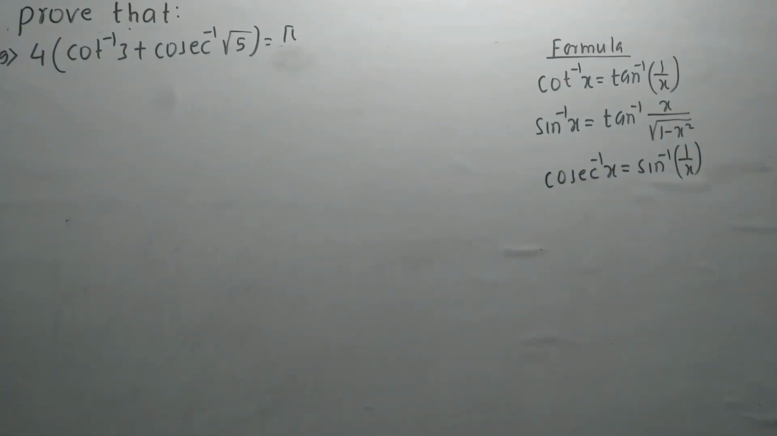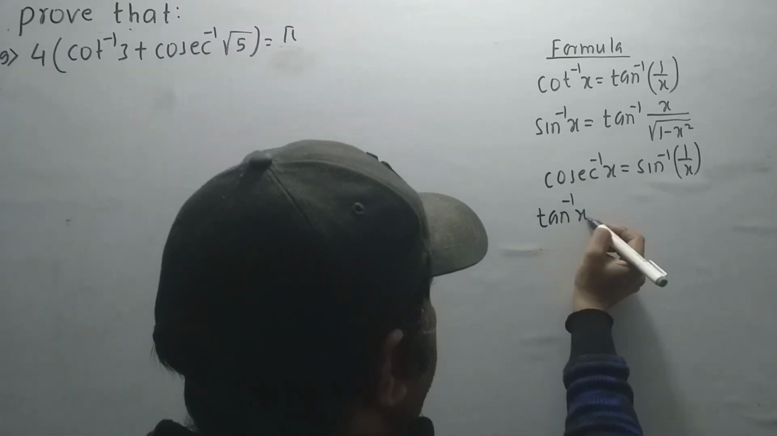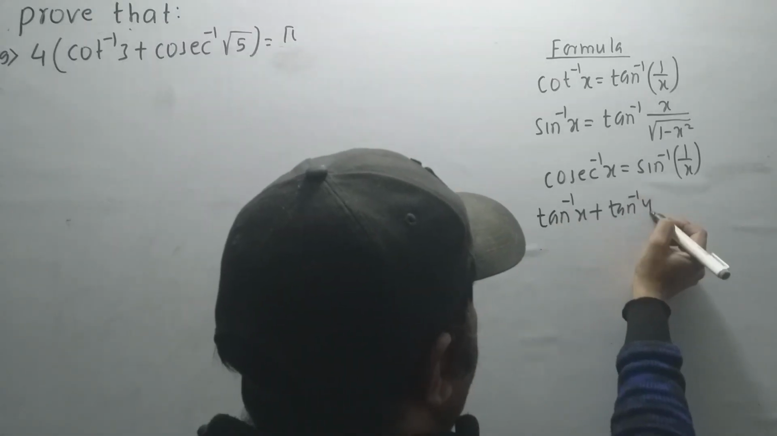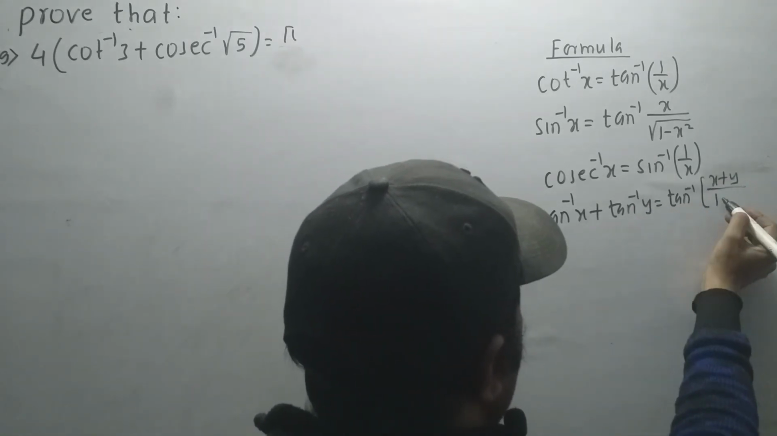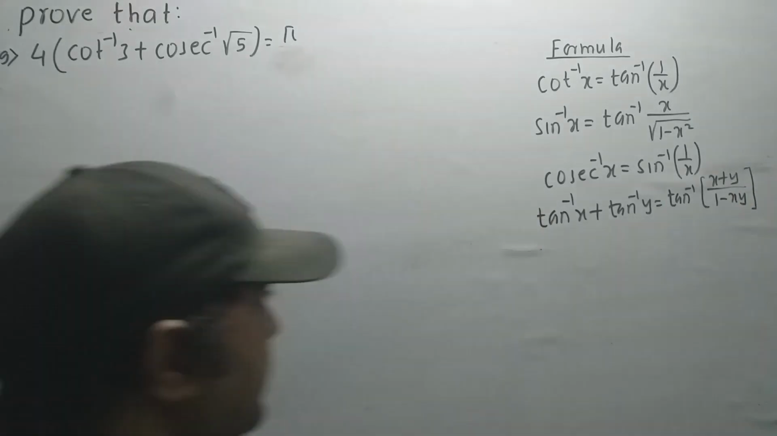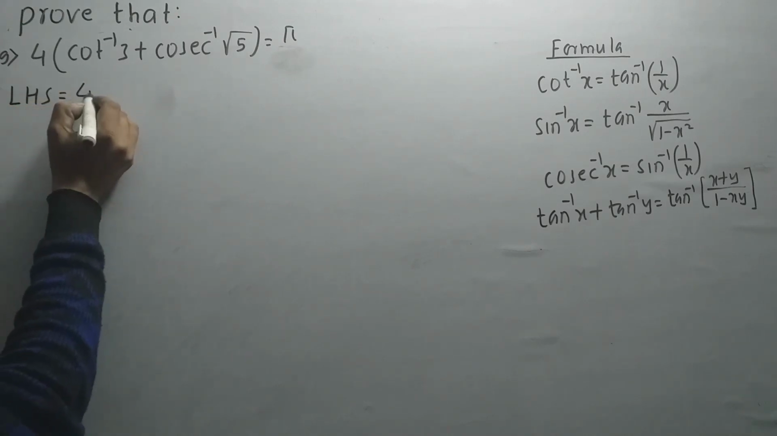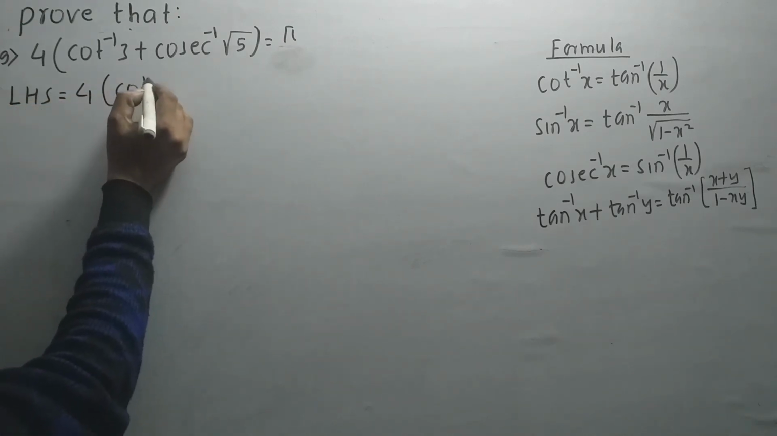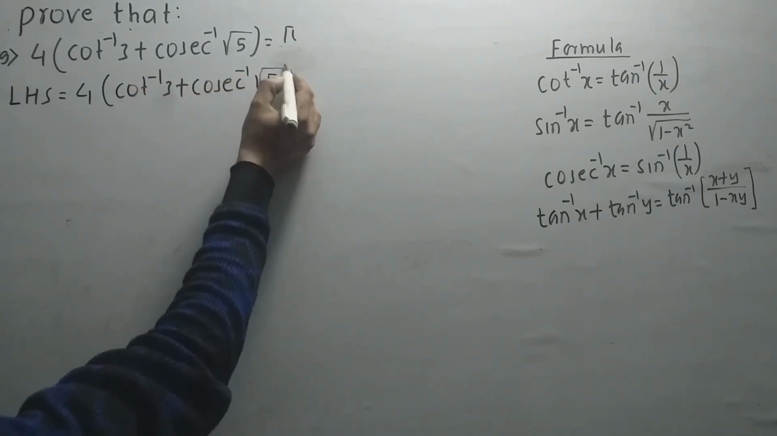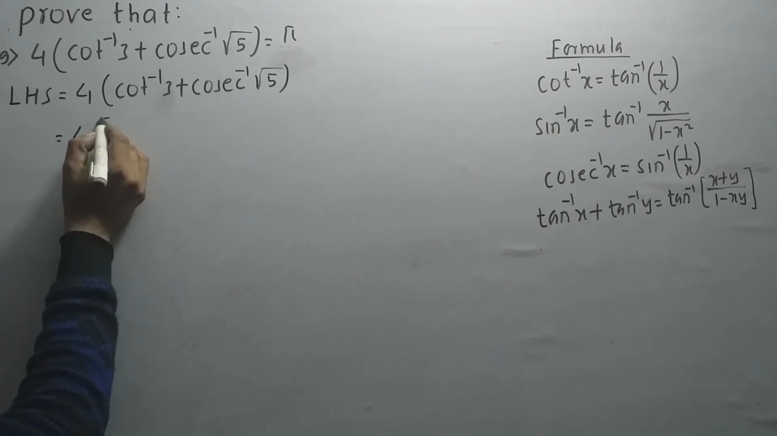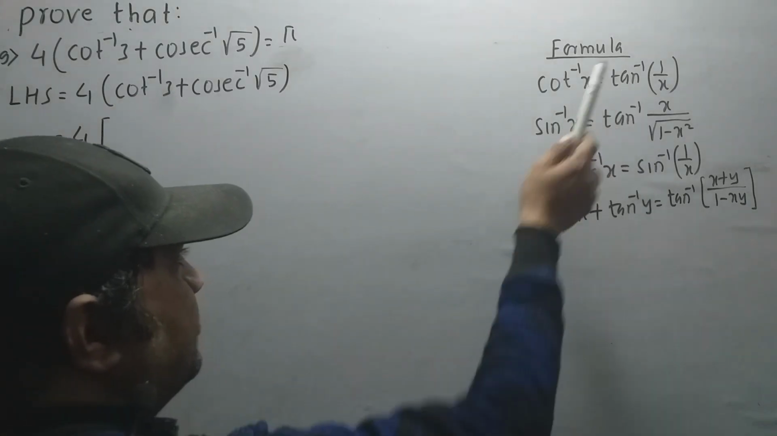If you know all these three formulas, after that you need to know this one also, but we have already discussed that: tan inverse x plus tan inverse y will be tan inverse x plus y divided by 1 minus xy. So let me write here the left hand side. Left hand side, here it is 4 cot inverse 3 plus here it is cosec inverse under root 5. 4 as it is. Now for this cot inverse 3, you write here tan inverse 1 by 3.